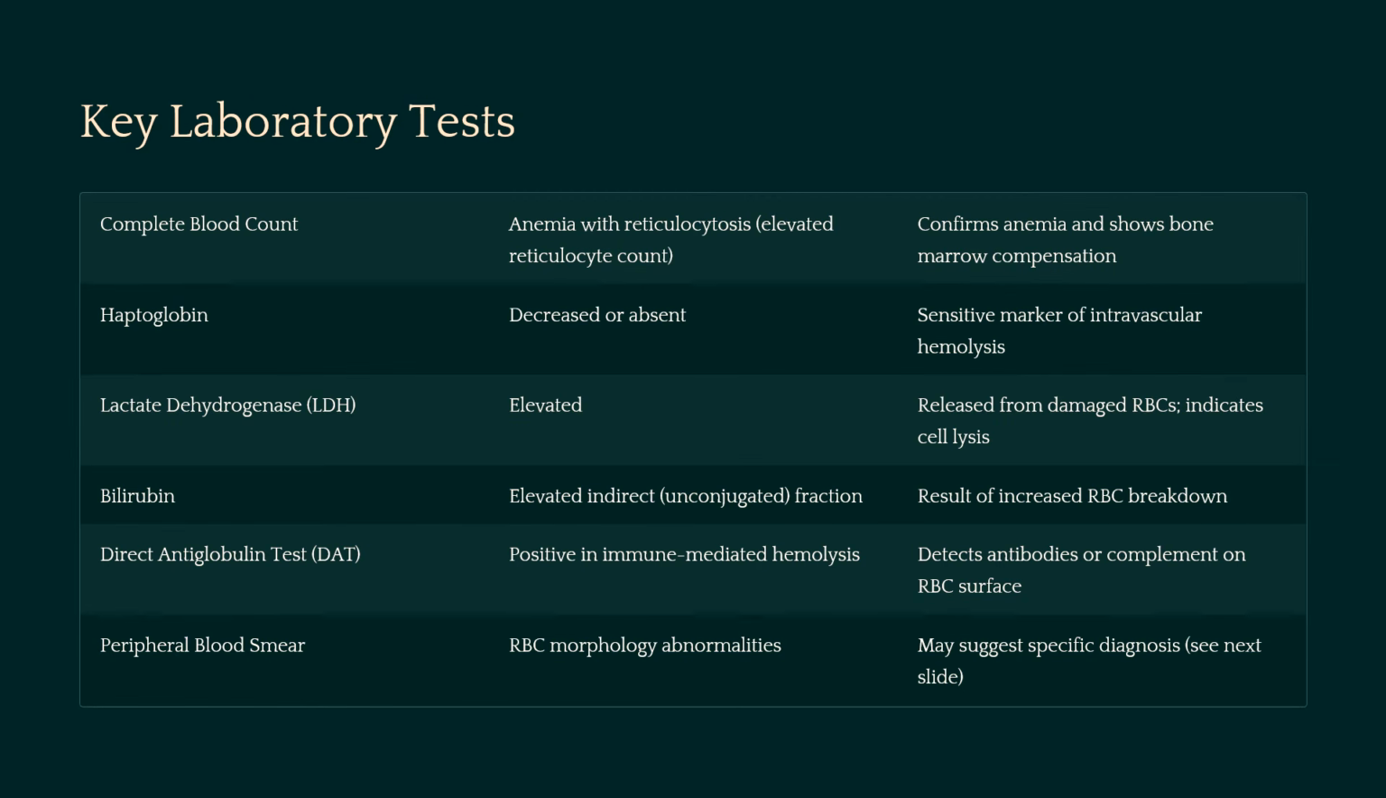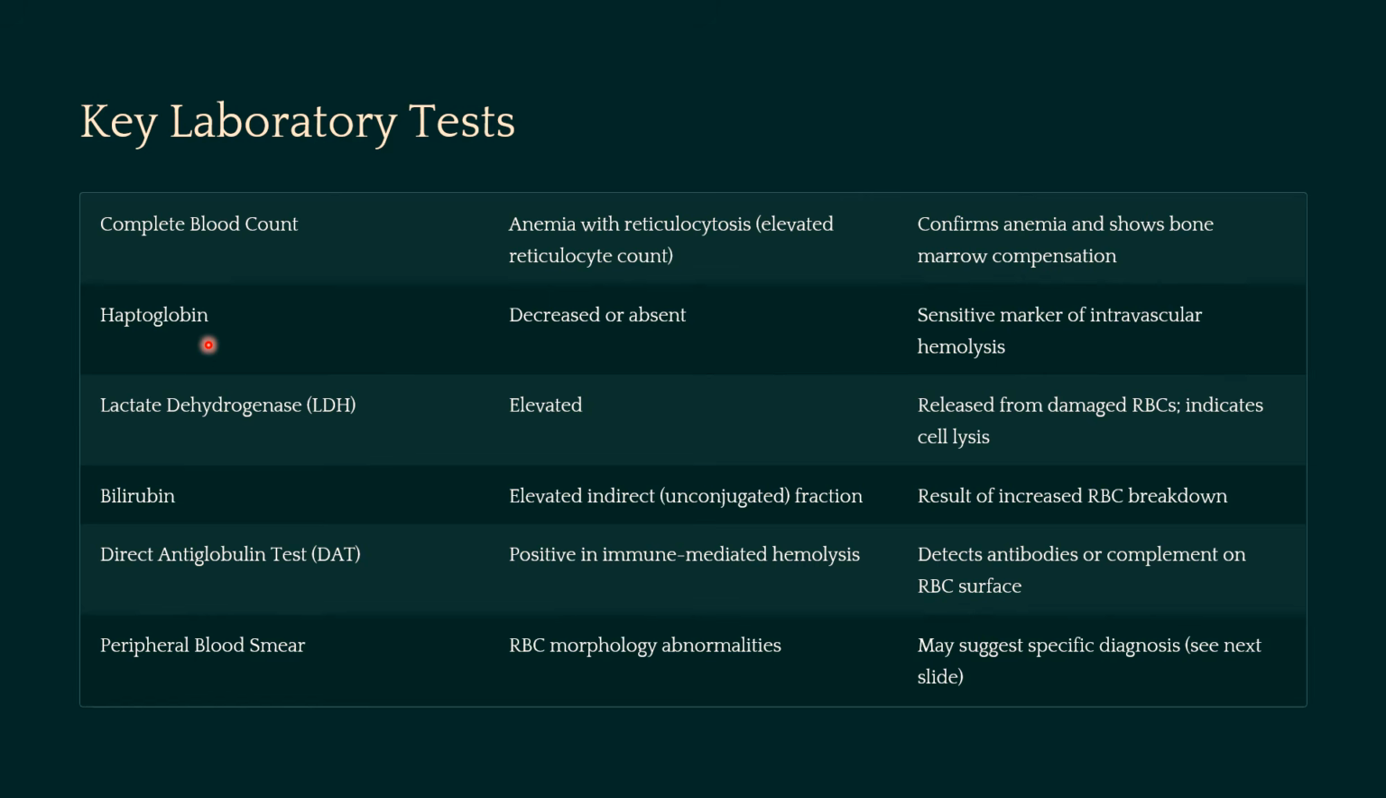What are the key laboratory tests that should be done to identify whether the person is suffering from hemolytic anemia or not? Number one is CBC, or complete blood count. Anemia with reticulocytosis, means elevated reticulocyte count. It confirms anemia and shows bone marrow compensation. That means there is a problem in the bone marrow also.